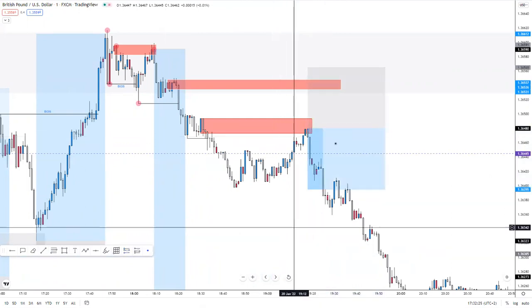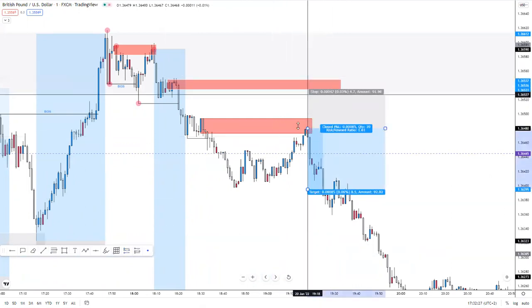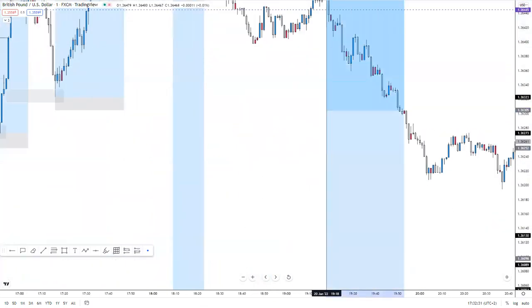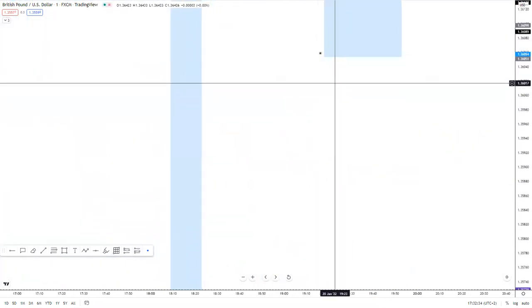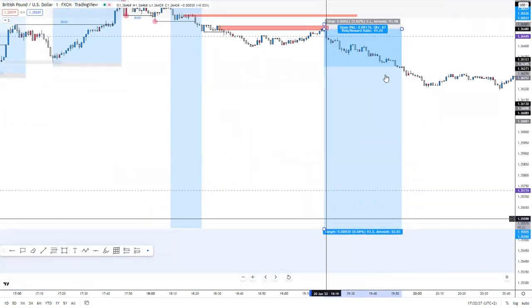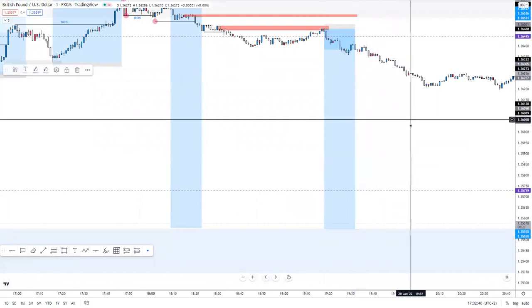So you will decide what type of trading style you want to use, right? So this is our second position, right? This is our second position over here, right?